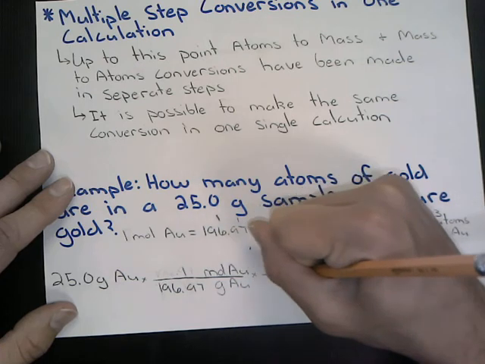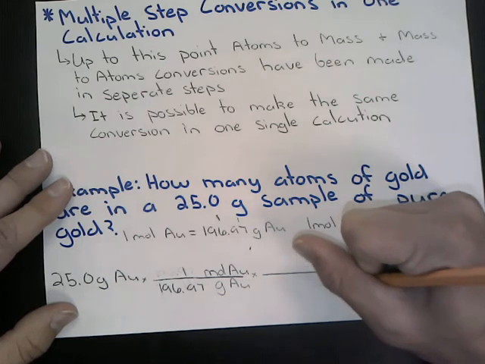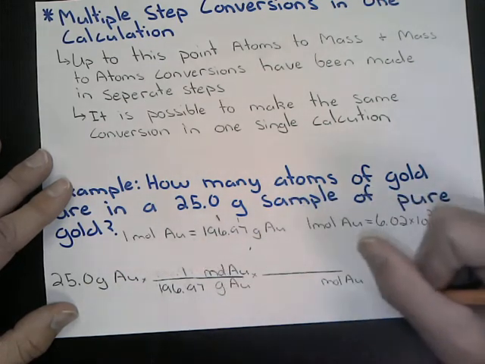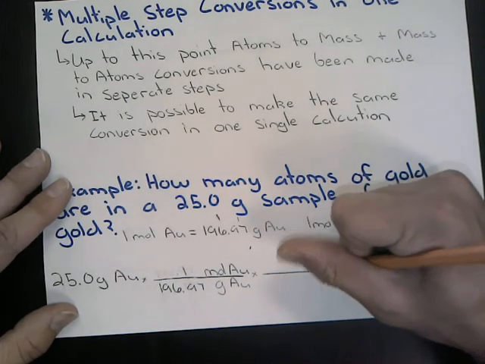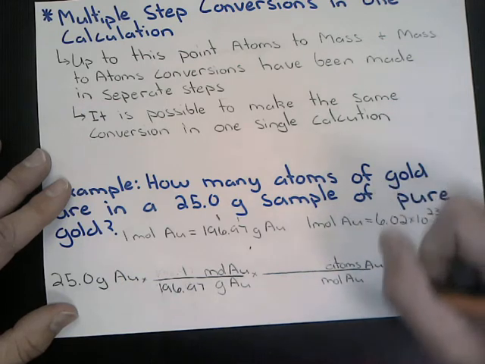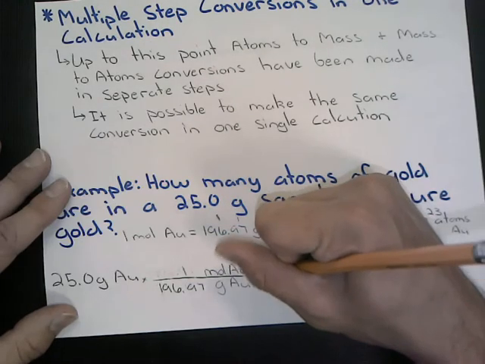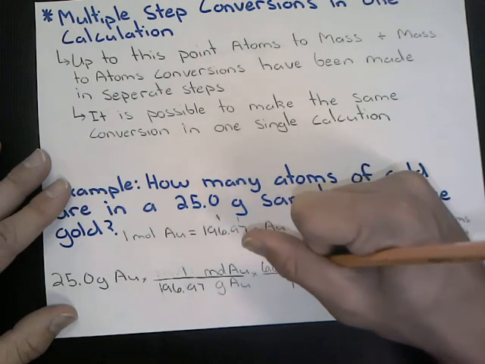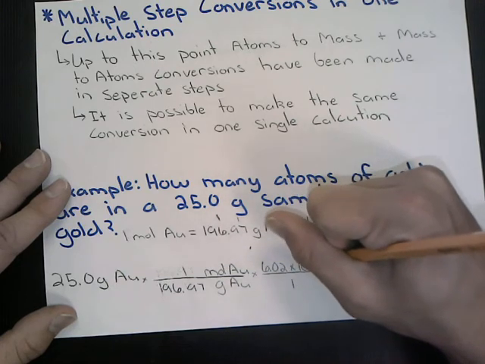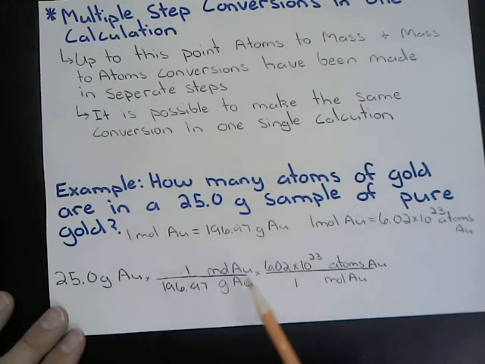At this point, we calculated it last time. But I don't want to stop there. I want to keep going. Now I'm going to cancel out moles of Au on the bottom. Again, diagonal units still have to cancel, and we want to end up with atoms of Au on top. For every 1 mole, there is 6.02 times 10 to the 23rd atoms. So we're going to make one single conversion: 25 times 1 times 6.02 times 10 to the 23rd.